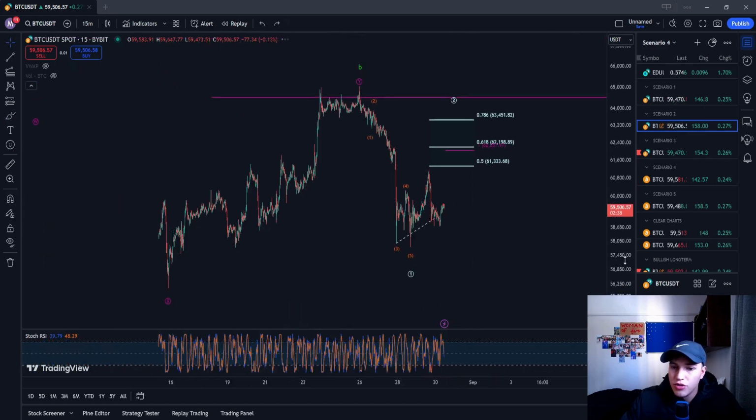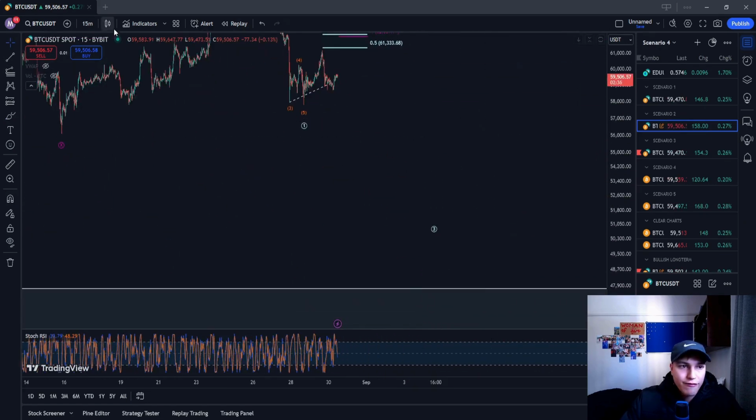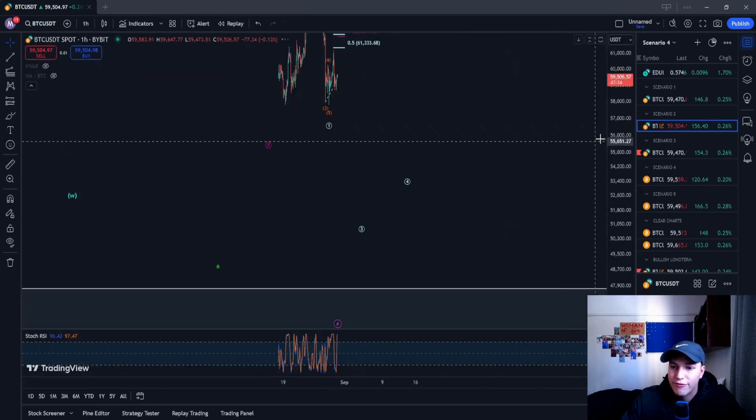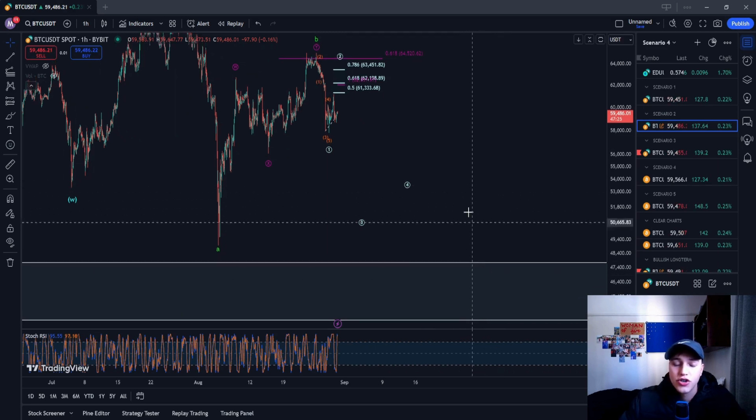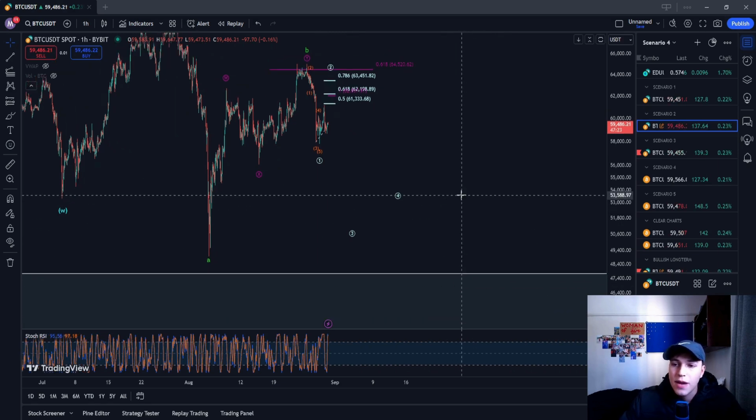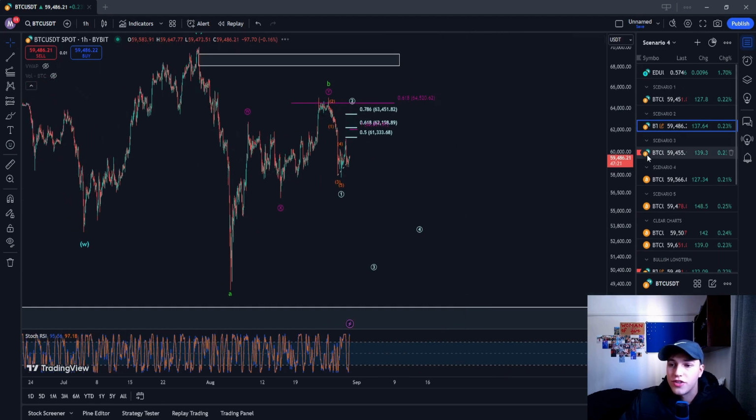This entire move should target this fair value gap on the hourly time frame, starting at about $47,800 to $43,000. That's where it could end. But that is our main scenario on the charts.